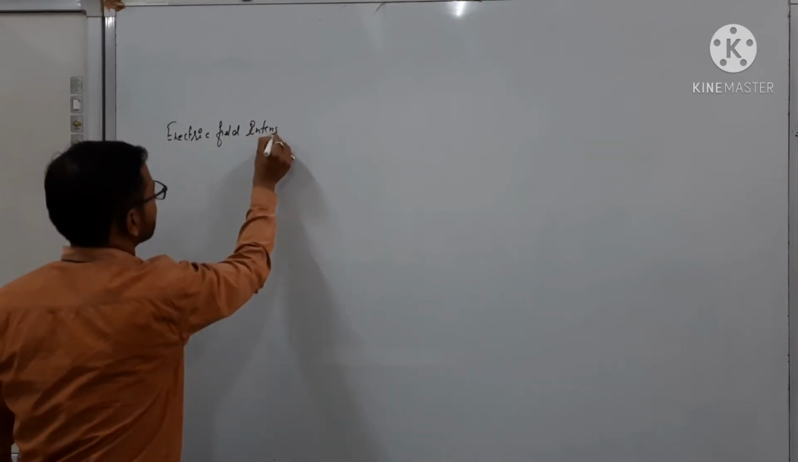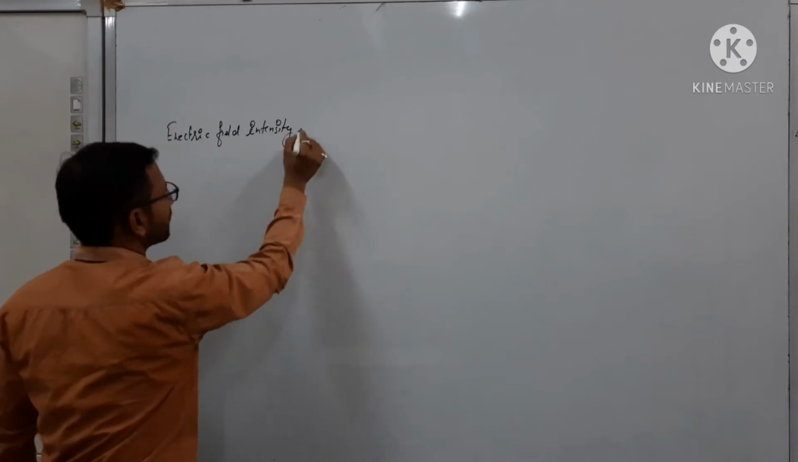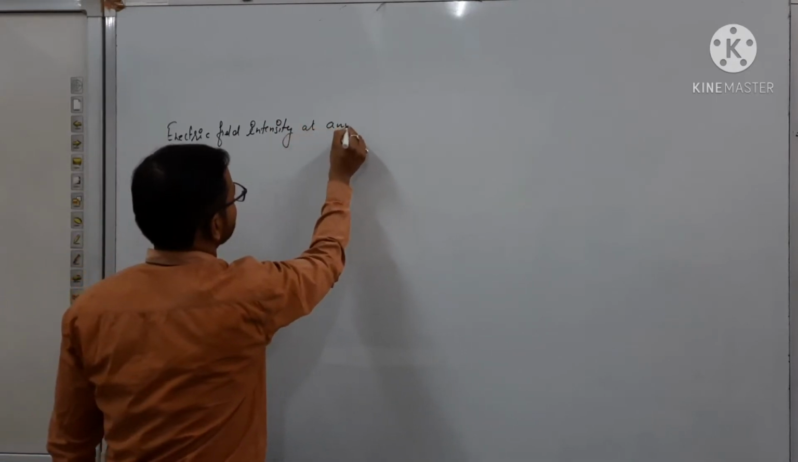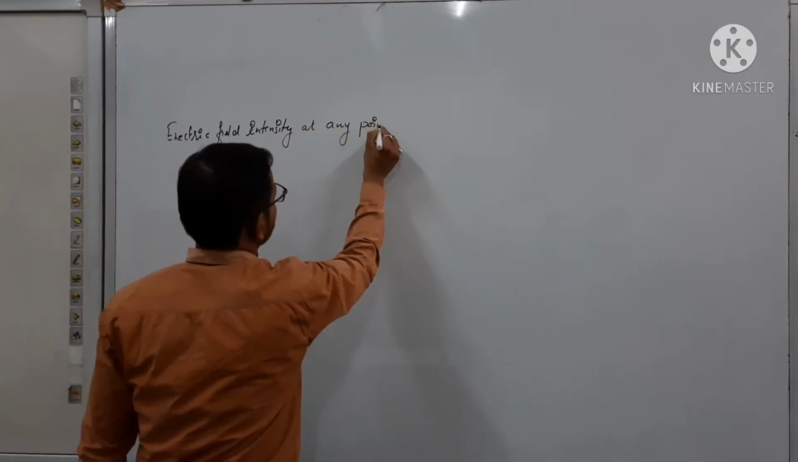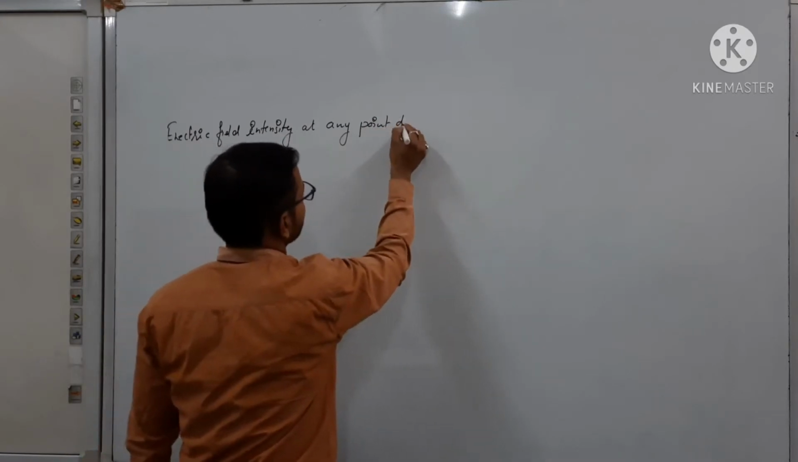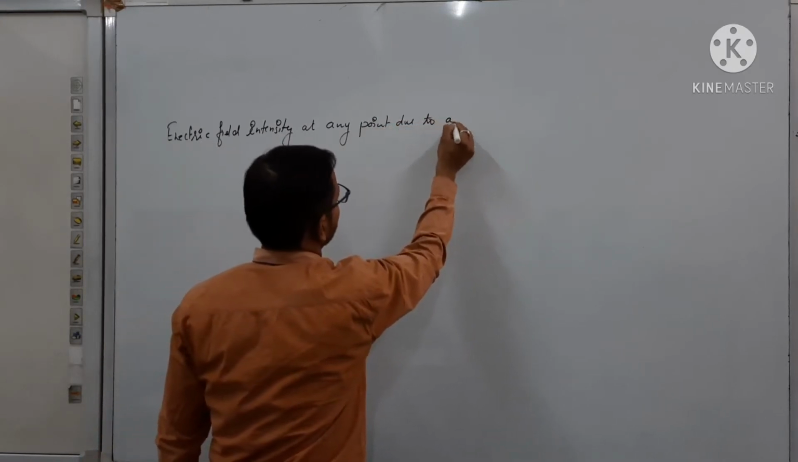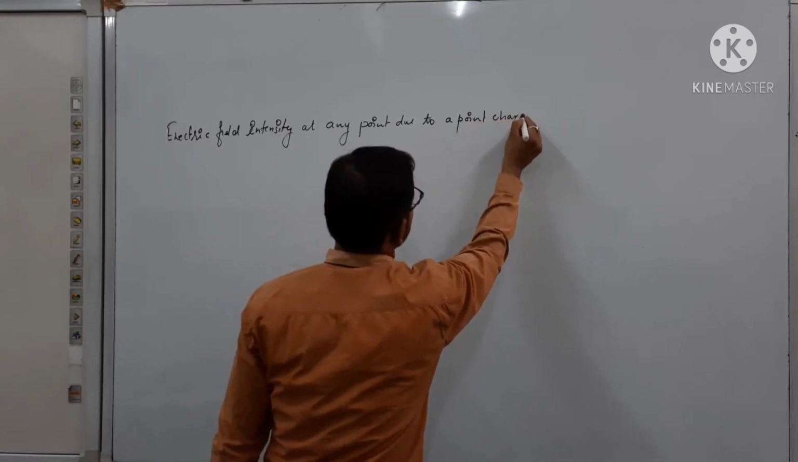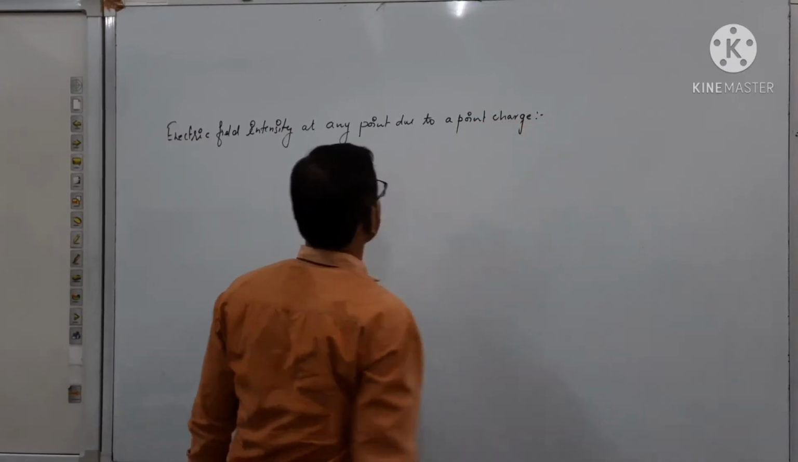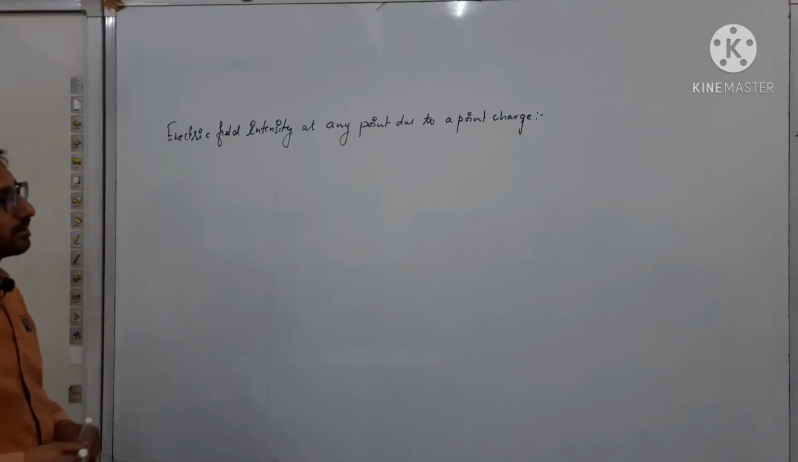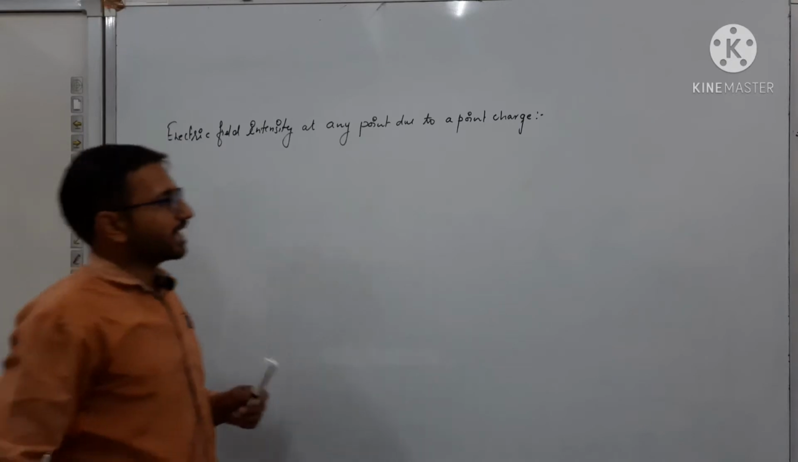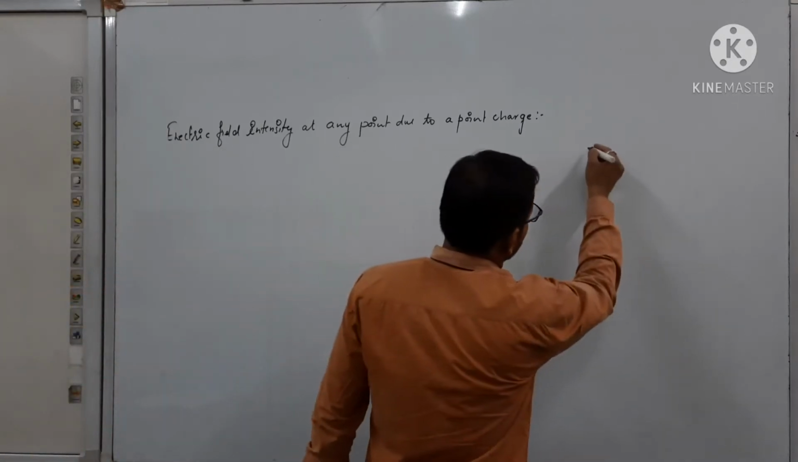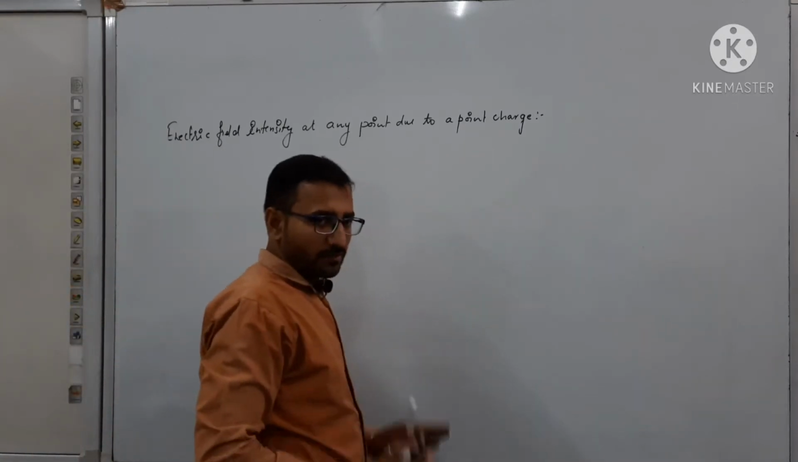intensity at any point due to a point charge. This point charge is also known as the source charge, but here in the derivation we will use the term point charge. So here in this derivation, we can draw the picture in different manners.